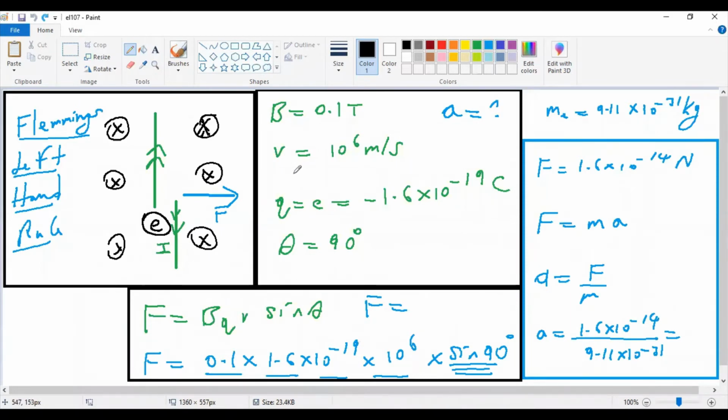So that's the concept. When charges are in magnetic fields, there will be a force acting on the charges. What I want you to do is to punch that in the calculator, because you'll be using these small numbers in the exam. So punch that in the calculator and tell me what you will get.